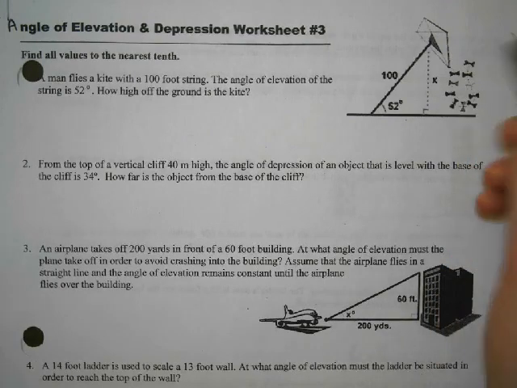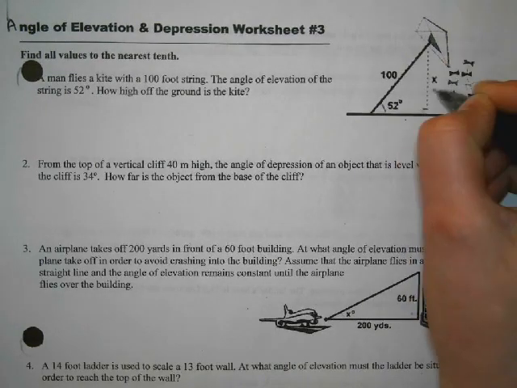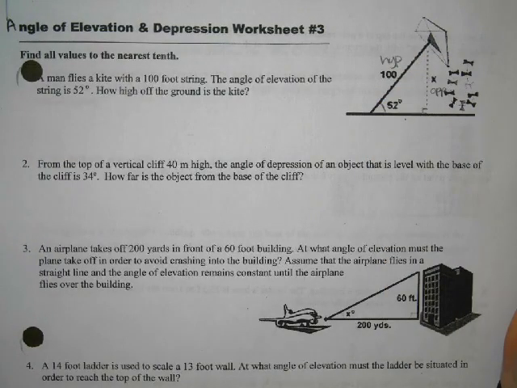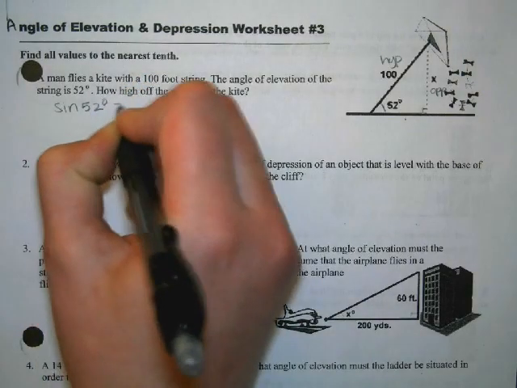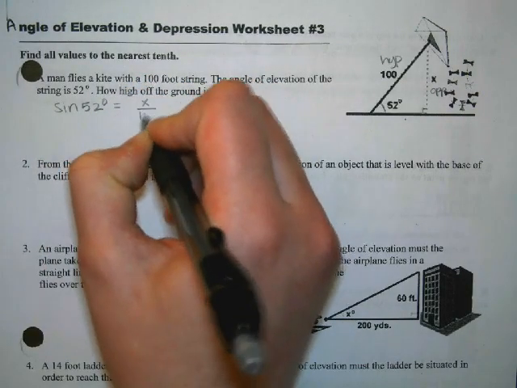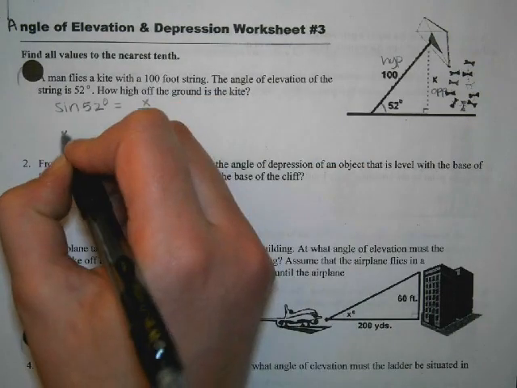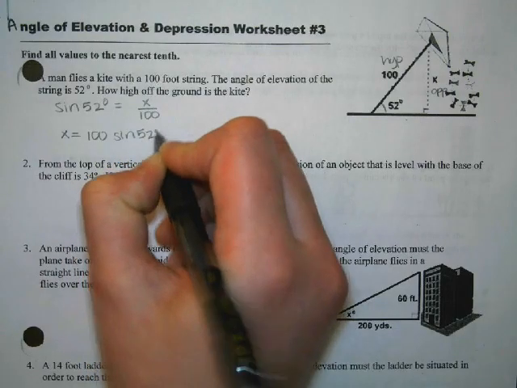We have to see which trig ratio we want to use, right? So what are the names of the sides that they gave us? Opposite and hypotenuse, which is which trig ratio? Sine. So we're going to say sine of 52 degrees equals opposite over hypotenuse. And how do we solve for x? Multiply the 100 over. So I'm going to say x equals 100 times sine of 52 degrees.